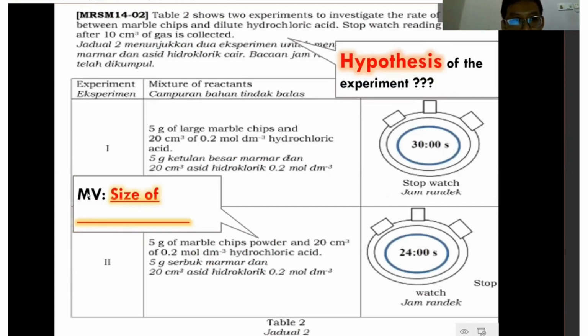Okay, so your manipulated variable in this experiment, you are using marble chips. They have large ones, they have powder ones. So the manipulated variable is the size of marble chips. Okay, and for the times, you can see, the smaller the size, the faster, the shorter the time. So the hypothesis, how are you going to write it?